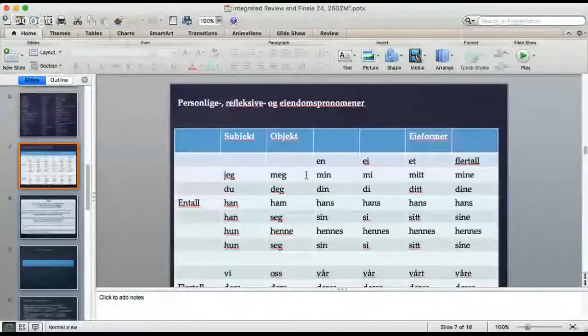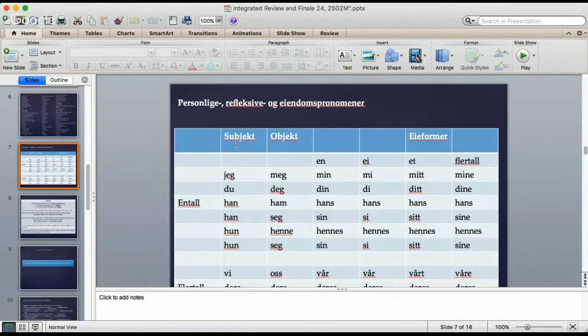So anyway, I'm going to share the screen with you. Okay, this chart that I have here. I'm assuming you can see this. What I have here is just an overview over, in Norwegian as we call it, personlige, reflexive og eiendomspronomener. So that is what we call the personal, reflexive, and possessive pronouns.